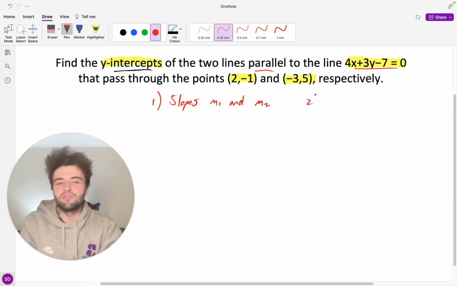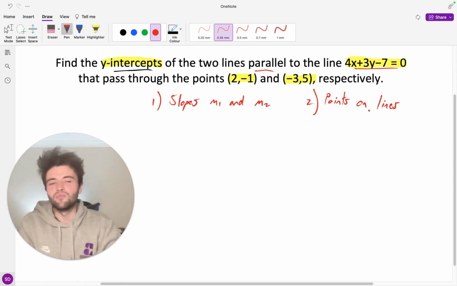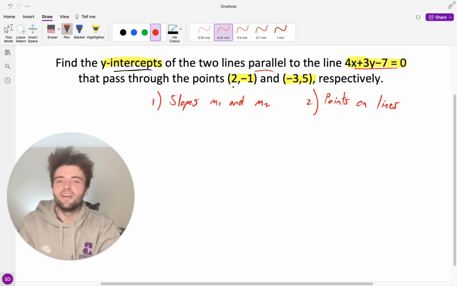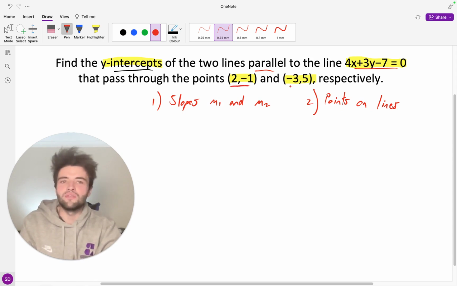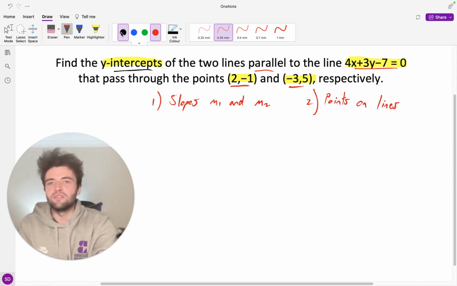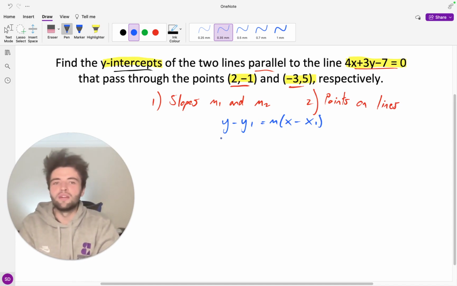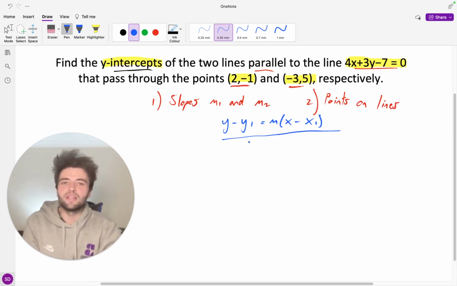And then the second key piece of information we need is 2 points which are on the lines, or 2 points which the two lines pass through. So these are going to be our 2 points once again we're given in the question. So one of the lines passes through the point (2, -1), and the other one passes through (-3, 5). And so now that we know all this, we can actually find these two lines using this information, as well as our formula for finding the equation of a line, which is going to be y - y1 = m(x - x1).